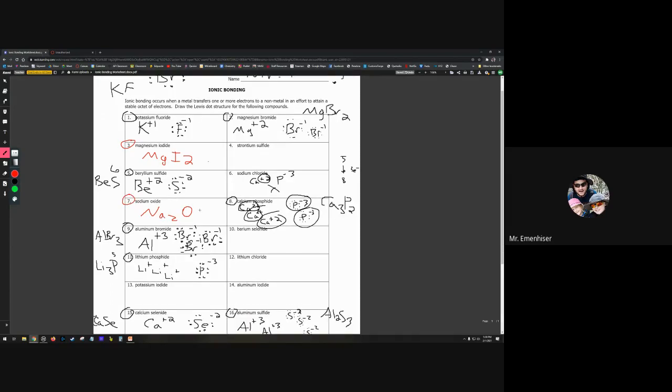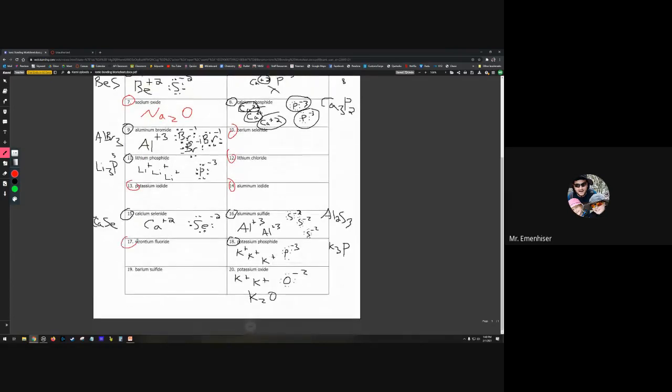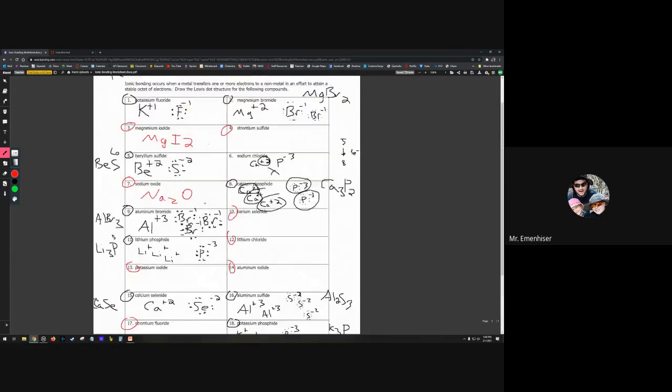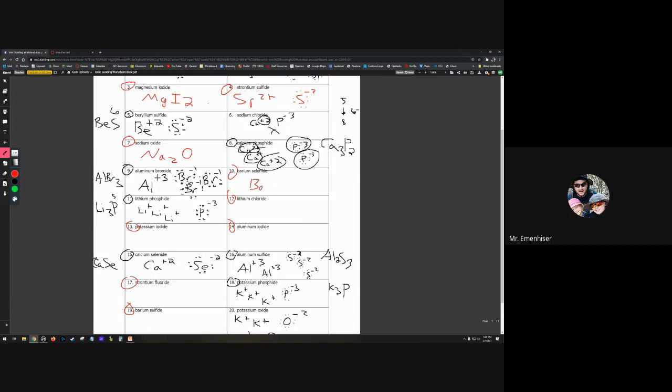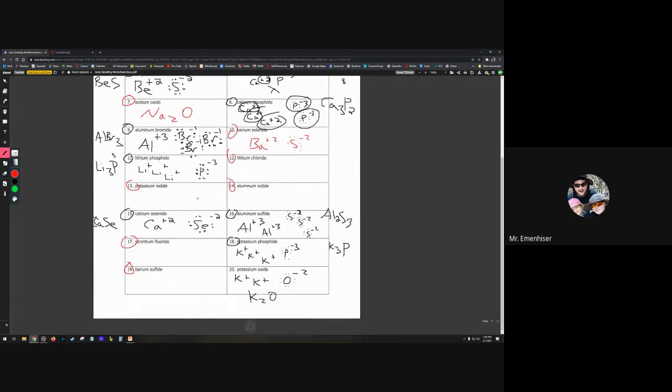We're only doing 1, 2, 3, 4, 5, 6, 7, 8, 9 problems. Maybe I'll do some more here. Y'all can copy them. So strontium sulfide will be Sr 2+ and then S 2-. There you go. I'll do that one for you. We'll do this one. Barium selenide will be Ba 2+, Se 2-. Okay. So that's 1, 2. I'll try to get it down to where y'all just have to do 5 of them. How's that sound?